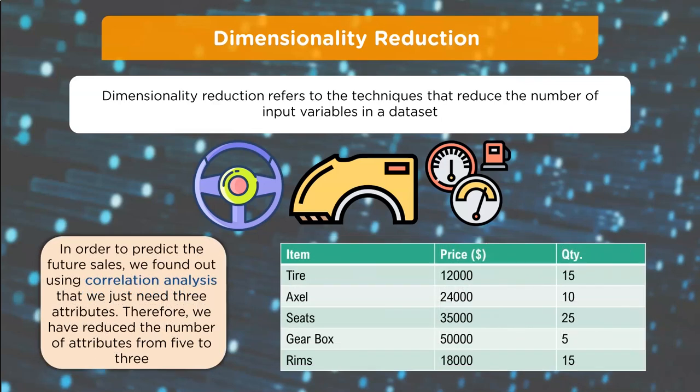In order to predict the future sales, we find out using correlation analysis that we just need three attributes. Therefore, we have reduced the number of attributes from 5 to 3. And clearly, we don't really care about the part number. I don't think the part number would have an effect on how many tires are bought. And even the store, who's buying them, probably does not have an effect on that. In this case, that's what they've actually done, is remove those. And we just have the item, the tire, the price, and the quantity.